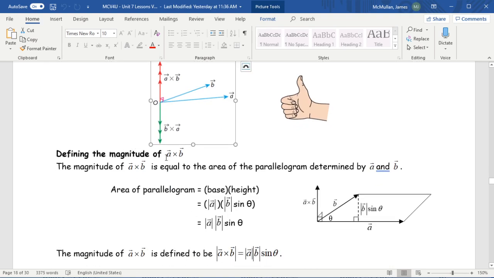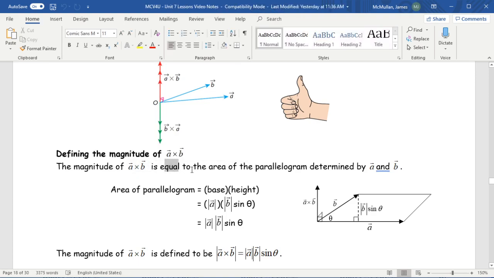Now, the magnitude of the cross product has a physical correlate, and that is that the magnitude of the cross product is equal to the area of the parallelogram that A and B create.